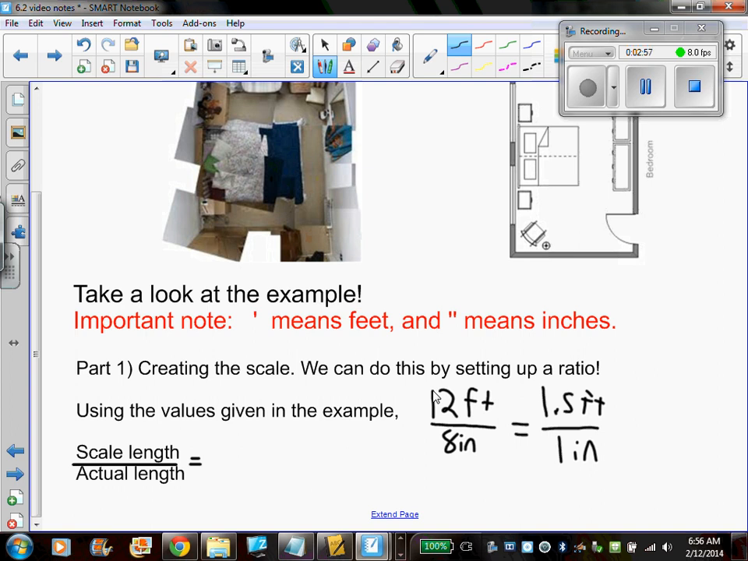So technically speaking, our scale then is 1 inch over 1.5 feet. The only reason I switched it around is because, remember, in a scale, the scale length usually comes first. So 1 inch for every 1.5 feet. The reason I have feet on top in the calculation of it is because I wanted to find out how many feet we had for each inch. So 1 inch to 1.5 feet.